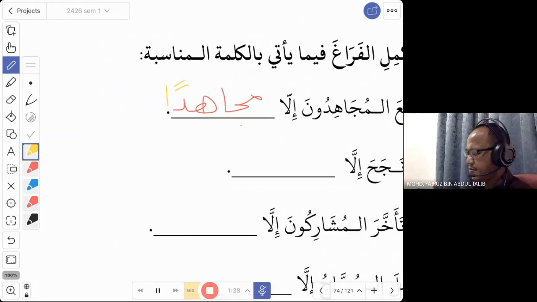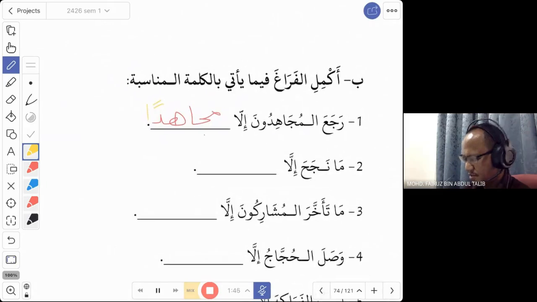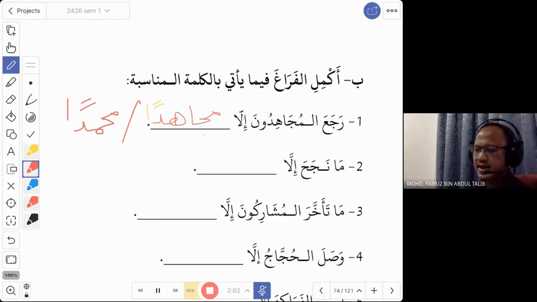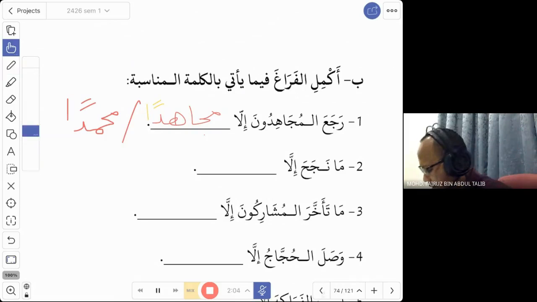Let's say you want to write a name, the person's name. Ma raja'al mujahiduna illa this guy. Let's say we say Muhammad. You want to say only Muhammad did not return. Illa Muhammadan. Good. Yes. Illa Muhammadan. Okay. So that is the first jumlah.